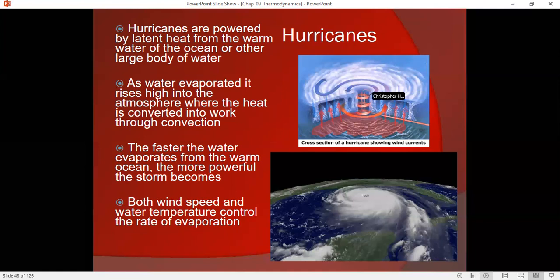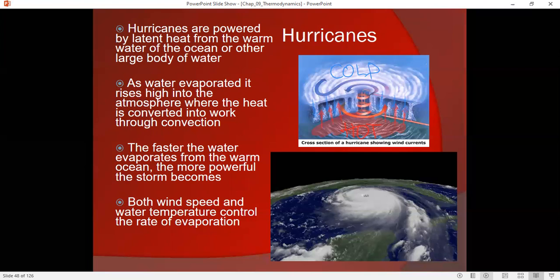And essentially, this hurricane becomes something we're going to talk about later on, a heat engine. It transfers heat from the hot reservoir, which of course is the ocean. The warmer the ocean, the more heat it has, and it dumps it into the cold reservoir, which is the upper atmosphere. And in doing so, it does work on the wind, making the wind go faster and faster.